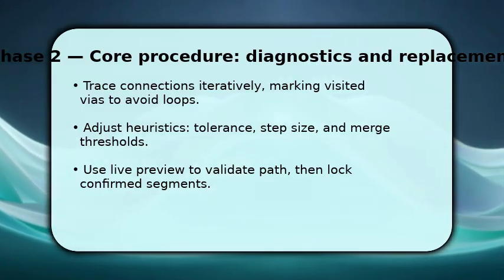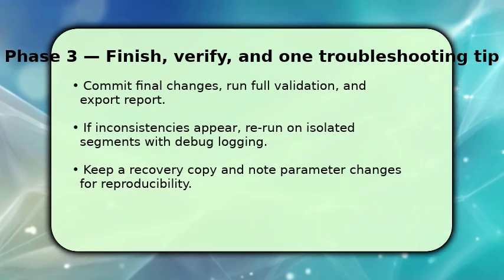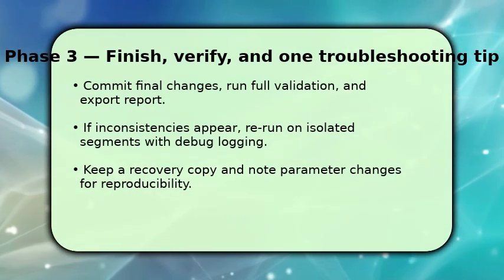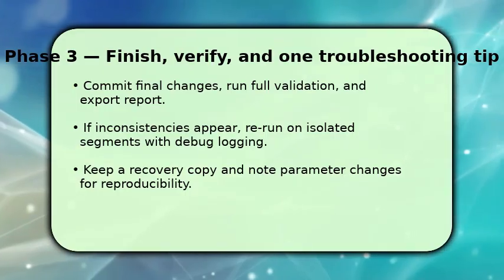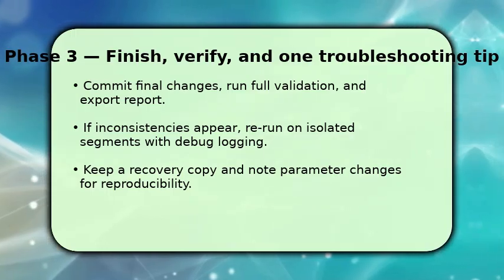You finish by committing the final edits and running a full validation pass to confirm integrity across the whole net. Export the report for records. If inconsistencies appear, rerun via backwards on isolated segments with debug logging enabled.